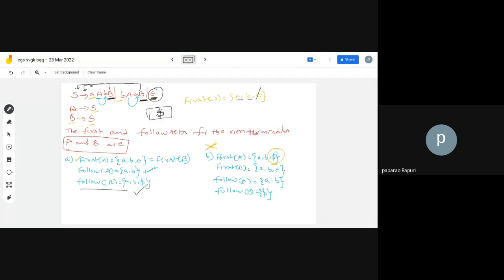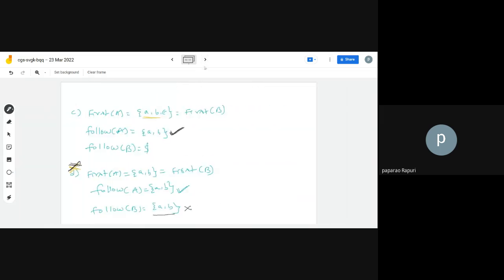Sorry, sir, I explained wrongly. Here, if you place S here also, it is epsilon, but there is no symbol after that. So for that purpose, no need to find the first of S. Only dollar exists. So that's why this option is not correct, sir. So A and B we won't get, we get only dollar. So option C is the correct answer, sir.